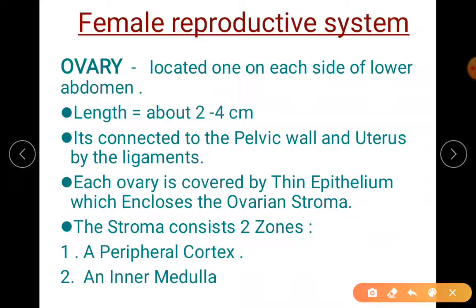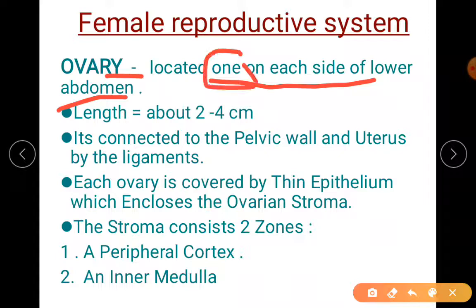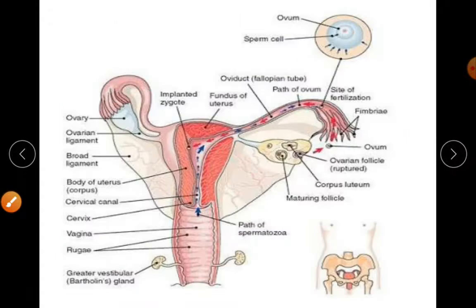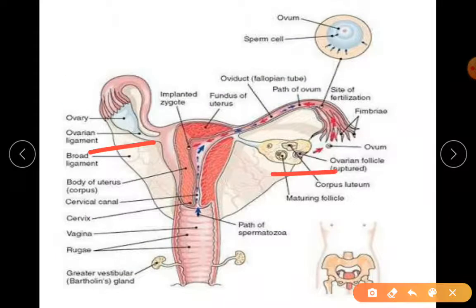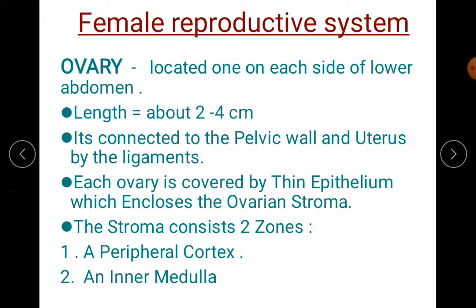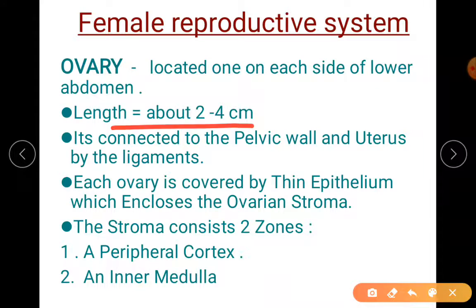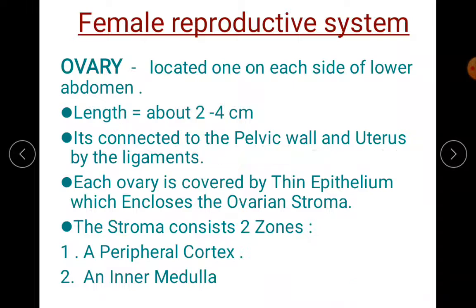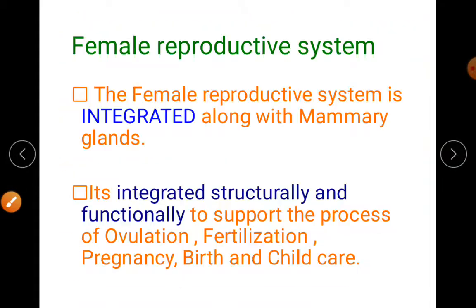Let us understand a little more. Where is the ovary located? One on each side of the lower abdomen. When I say one on each side, one on the right, one on the left. The length they have given here is 2 to 4 centimeters. How are they connected? They are connected to the pelvic wall and uterus with the help of ligaments.